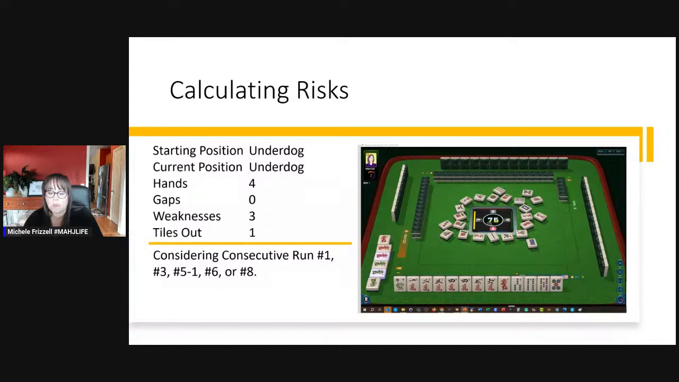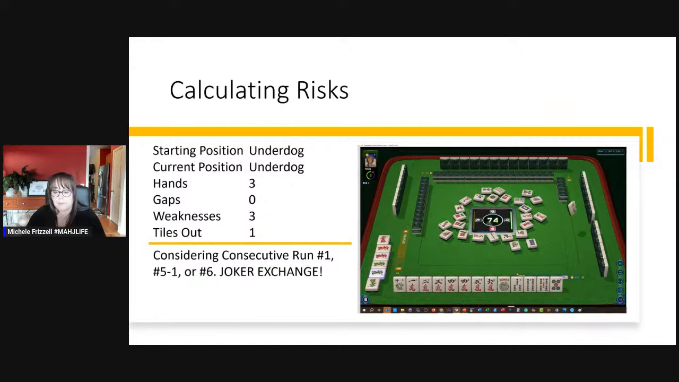Now, with the dragon, we could maybe do a joker exchange. And if this were my hand, I would take it. I would take the joker exchange and take off hand number three and hand number eight and whittle down to three potential hands, especially because we're coming into the middle of the game at 76 tiles. So I did that. I took the joker, and now we have three hands that we could be playing.